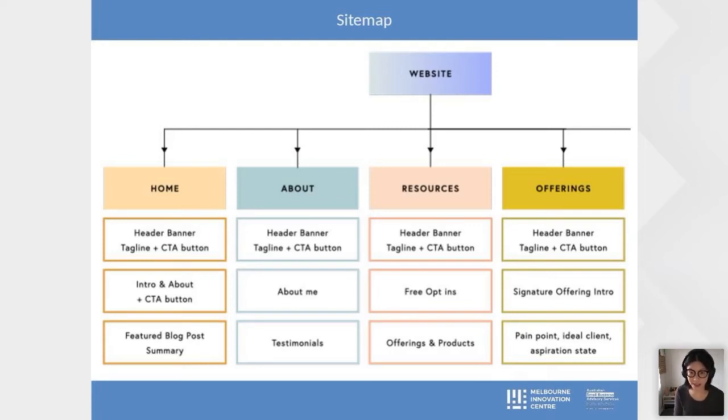So as an example of what a sitemap is, this is an example of one of the ones that I've created for a client in the past. So they'll have their home page, their about page, resources, offerings. And then it's really simply about understanding what is going to go into every page. So you know that there is going to be a header banner, a tagline, a call to action, a button, a blog post. You're going to have different things like a free opt-in. Just gives you a little bit more structure so that you can see the overall layout of your page and it doesn't feel so overwhelming when you're going into design.